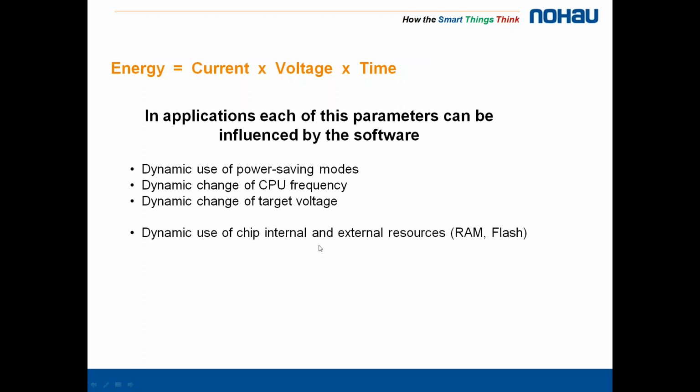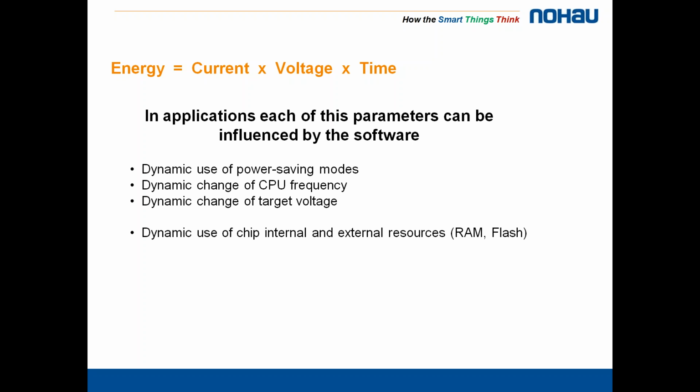Okay, so motivation. As you all know, energy is equal to the current multiplied by the voltage multiplied by the time. So in an application, each of these parameters can be influenced by the software. So we can use things like dynamic power saving modes. If the CPU has nothing to do, it should go down to sleep to reduce energy consumption. We can dynamically change the frequency of the CPU.